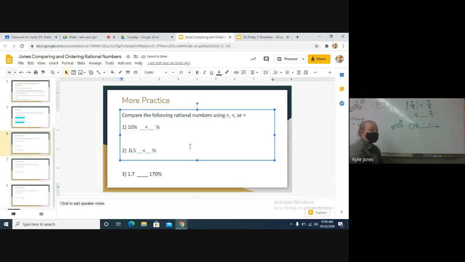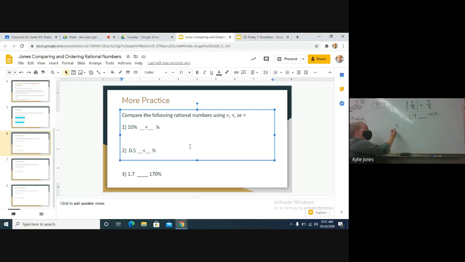Okay. And then number 3, we have a decimal and a percent. So we either need to change our decimal to a percentage or a percentage to a decimal. It doesn't matter which one. 0.7 compared to 170%. Let's change the decimal to a percent. How do I change this decimal to a percent? We don't need to divide anything. All we got to do is move our decimal.